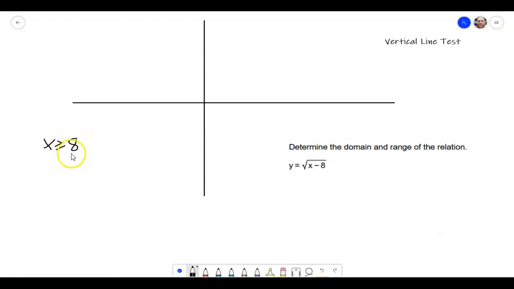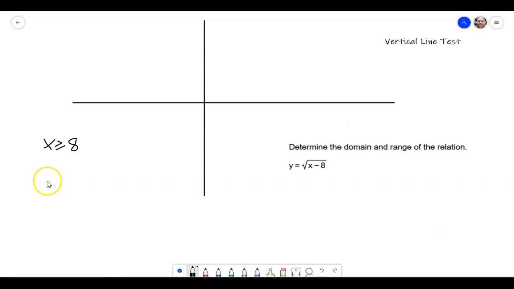So x can be 8, right? Because if you put an 8 in there, you're going to get the square root of 0, which is 0. But if I try to put something smaller than 8, let's say I try to put 7 in there, 7 minus 8 is -1, and we can't take the square root of -1, at least not in the real world that we're talking about. So this is going to be our domain, because the domain is all of the possible x values in this function. And graphing really helps me see that.